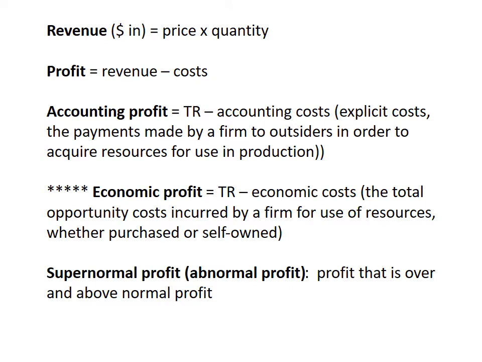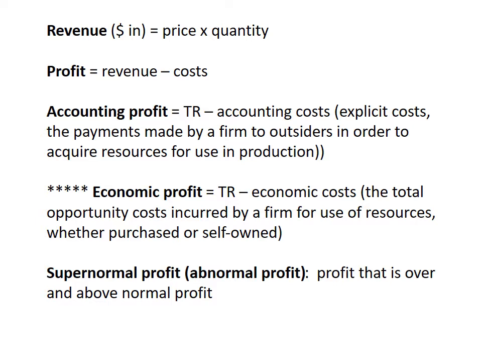If we look at the types of revenue and profit, sometimes students confuse the two of them. Revenue is simply money in. It's the price that's being charged and paid times the quantity. And profit, though, is the revenue, so the money in, minus your costs, so it's the money you're left over with. We have accounting profit and economic profit.